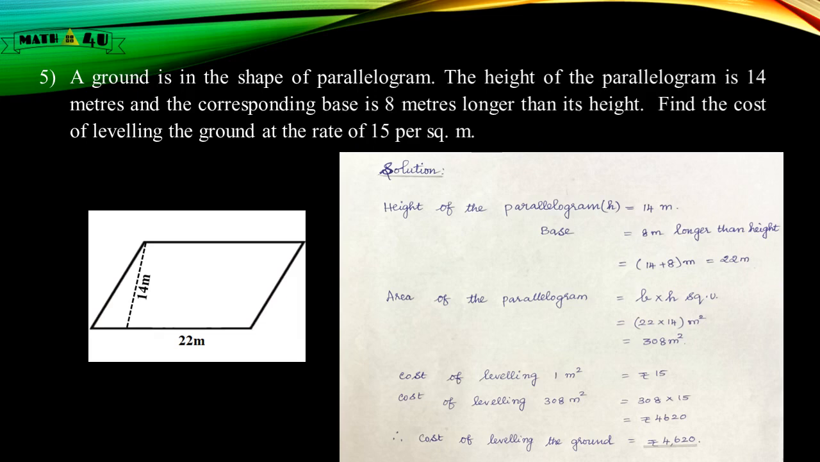Cost of leveling 1 meter square is equal to rupees 15. Therefore, the cost of leveling 308 meter square will be equal to rupees 15 into 308. That is equal to rupees 4,620. Therefore, cost of leveling the ground is equal to rupees 4,620.